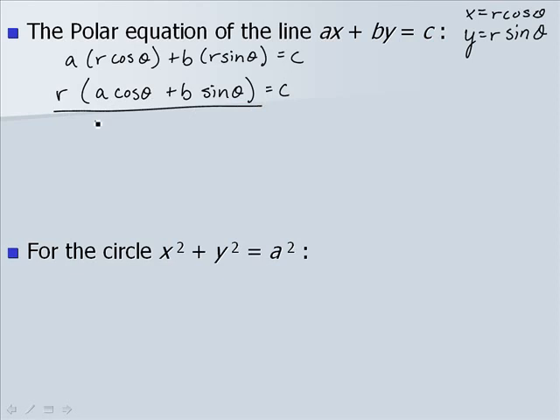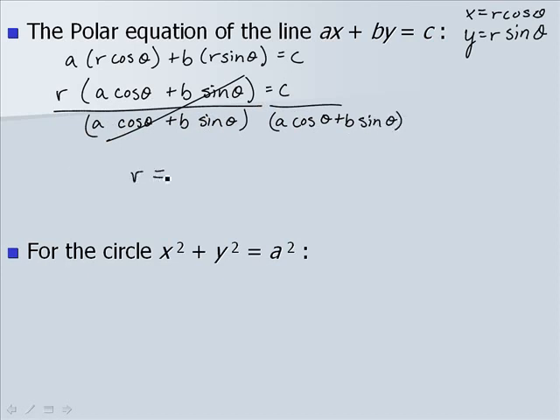And now let's solve for r by dividing by our value here. And we see that we get that r is equal to c over a cosine of theta plus b sine of theta. And this is our polar equation of a line.